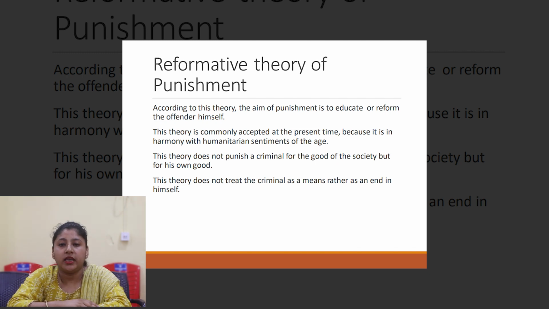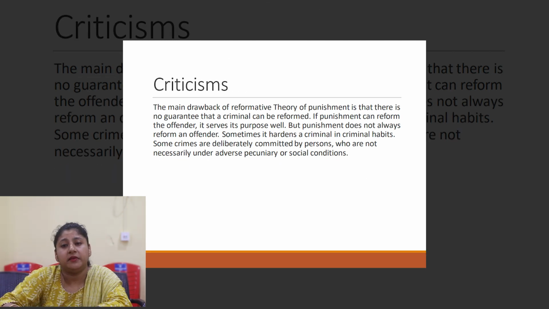So reformative theory is very flexible in character. It does not accept capital punishment, because if it gives the death penalty, then there will be no chance of reformation. And it does not work for the good of society, but for the good of the criminal himself. So reformative theory goes very well with today's humanitarian sentiments, and in present time it is accepted by many countries. But still there are many drawbacks of the reformative theory of punishment.